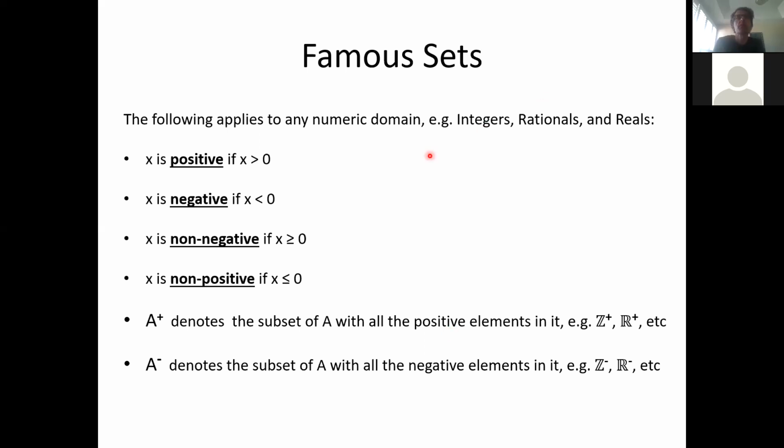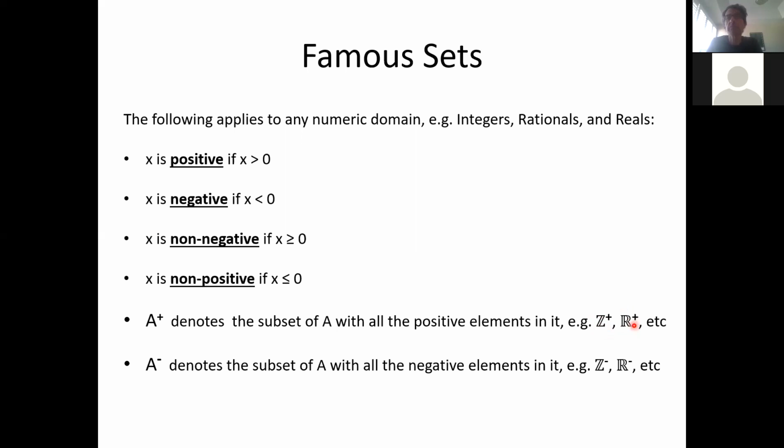Common sets are also formed as subsets of those. For example, when I say Z plus, I mean all the elements of Z which are positive, meaning they're greater than 0. Z plus is not the same as natural. There's one difference, right? 0 is not in Z plus, but it is in natural. So natural is Z plus together with 0.